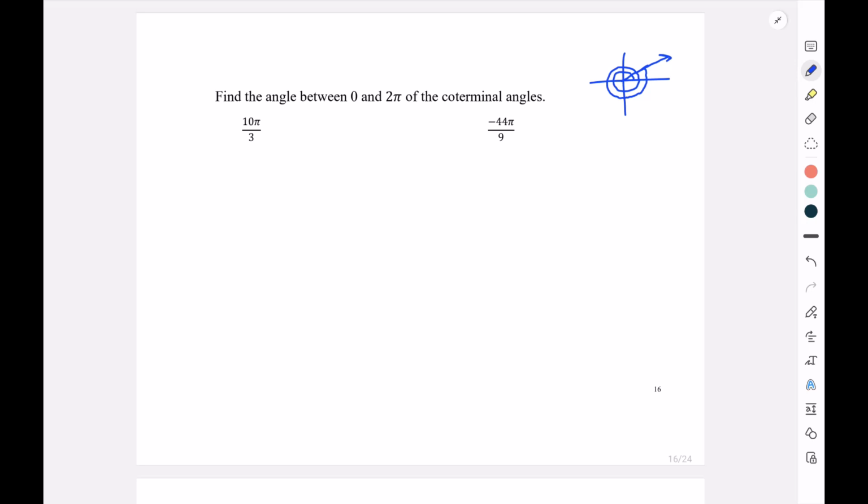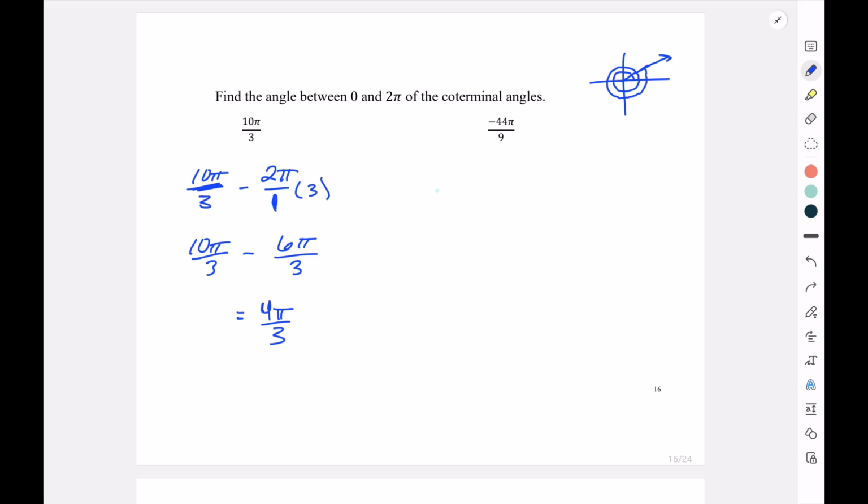So if we look at 10 pi over 3, I would say go 10 pi over 3 minus 2 pi over 1 from it. And so we know that when we add and subtract fractions, we want the same denominator. Our 2 pi over 1 times 3 over 3 gives us 10 pi over 3 minus 6 pi over 3. If we subtract, we get 4 pi over 3, and that is within our 0 and 2 pi.